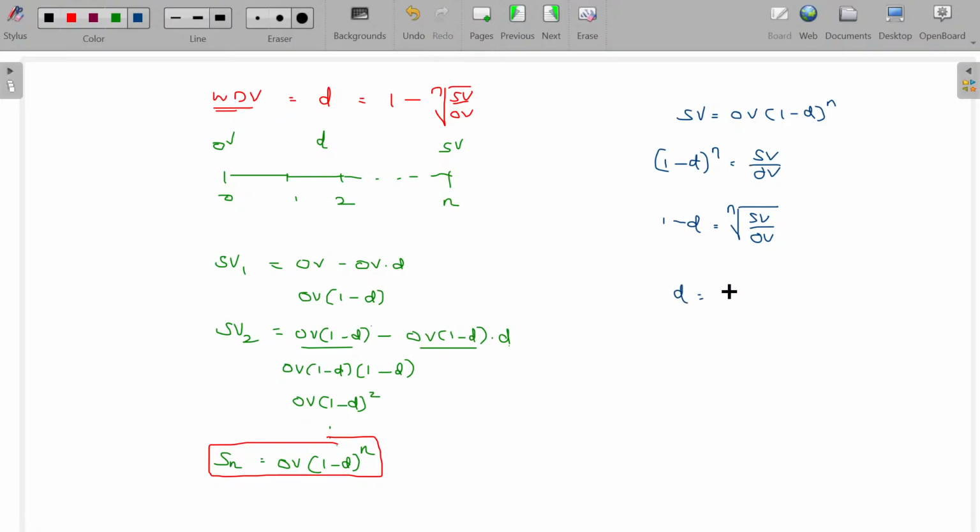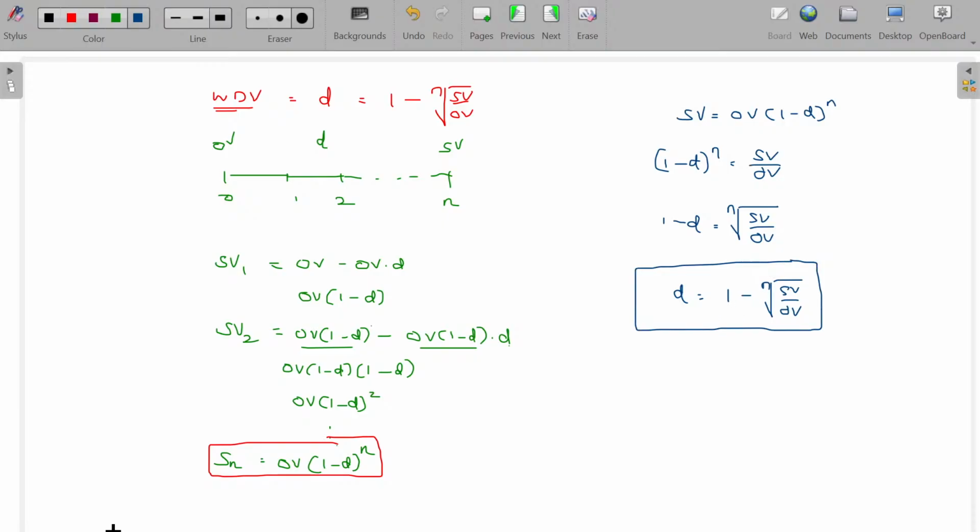you take the one other side. Anyhow, it becomes minus. I change the sign also, so it becomes plus 1 minus nth root of scrap value by original value. Hope now you'll be able to understand the derivation of the rate of depreciation under WDV model.